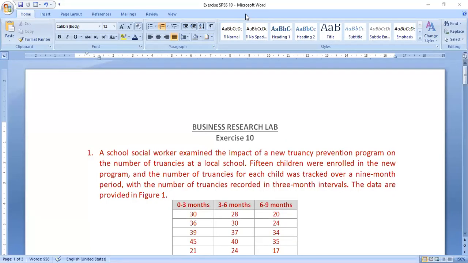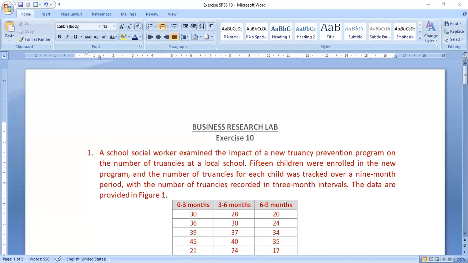So friends, that's the data before us. We have got the three quarters. I've just mentioned quarters 1, 2 and 3 rather than writing 0 to 3 or 3 to 6 or 6 to 9 months. So that's data for 15 students: how many times they were absent in the first 3 months, next 3 months, and the last 3 months. And then the variable views have been mentioned as quarter 1, where the label is 0 to 3 months and the measure is scale. Similarly for quarter 2 and quarter 3.